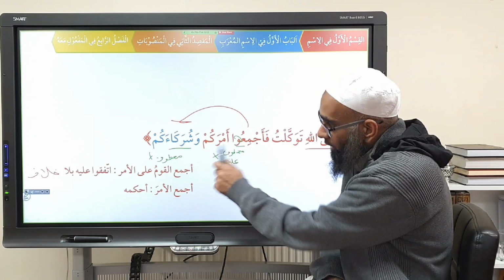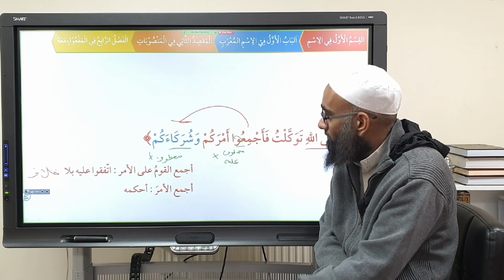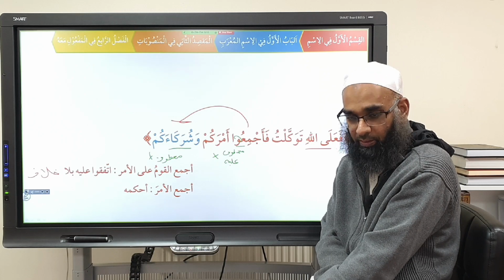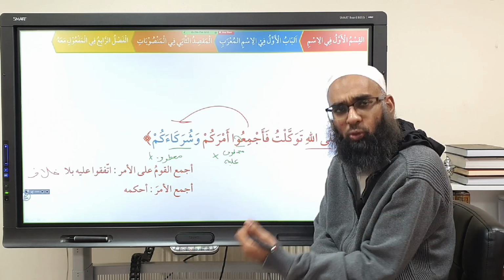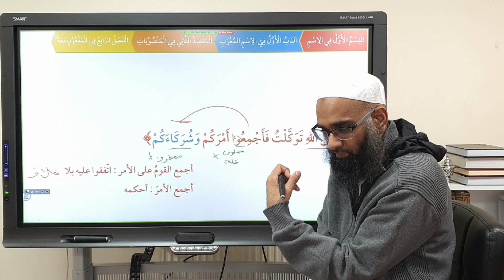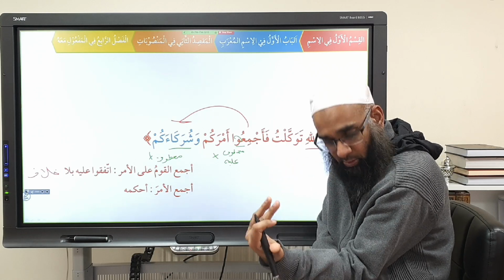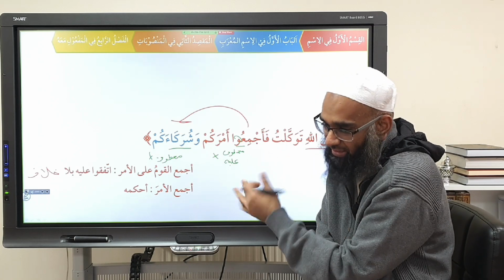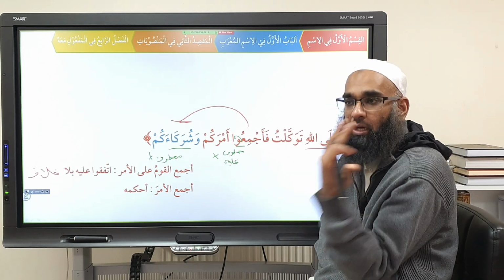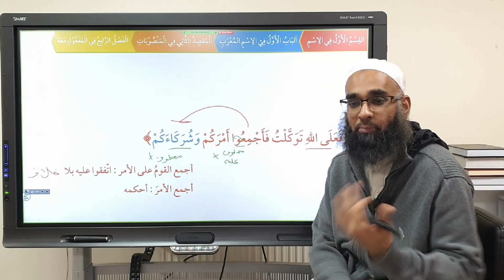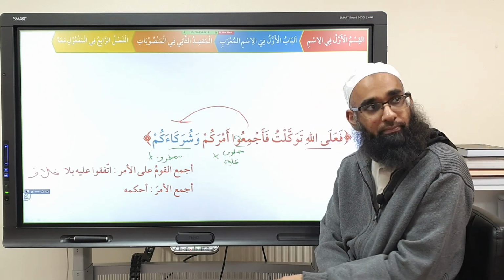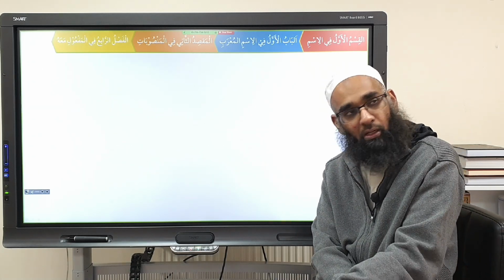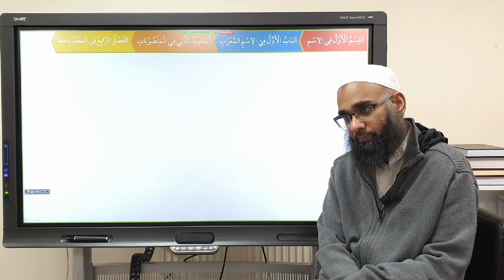So here, shuraka'akum is becoming the maf'ul ma'ahu. Okay. So you do get a maf'ul ma'ahu in the Quran, but some have said you can make it anywhere, and some have said it's only a few places. Wallahu alam. I've not done enough research to judge between the two of them. Are you following? Yes? Okay. Any questions?